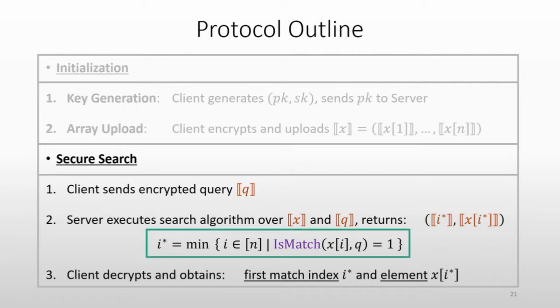Next, we're going to focus on the step of how we compute I star, because once you obtain I star, you can easily compute and return the element, for example, using PIR methods or other methods that we state in the article. So let's dive into how we compute I star.